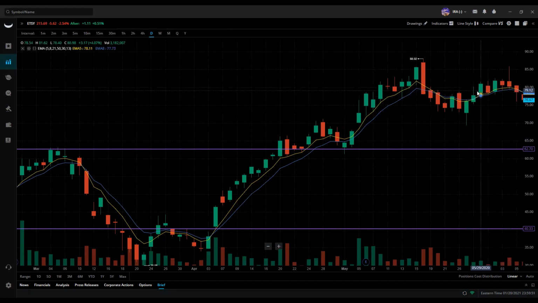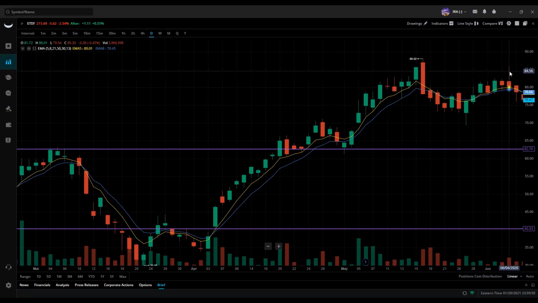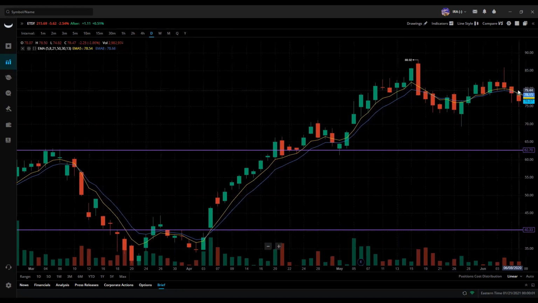If you took this entry right here on this bullish crossover, you could have entered right here and even actually sold up here all the way at 85, right? If you wanted to sell there. Or if you just took the crossover, you could have maybe sold right here. So you could have taken like a nice $1 to $2 profit on the swing.